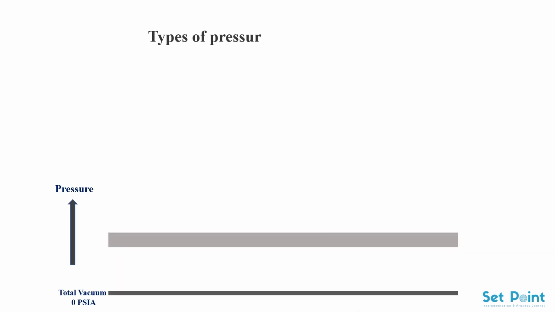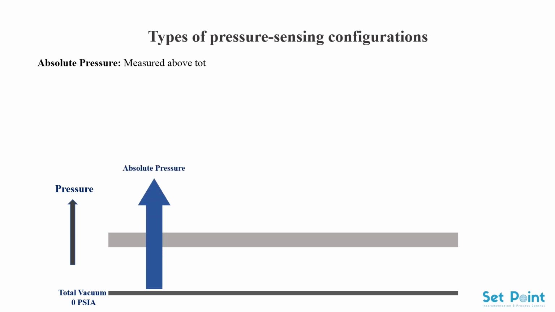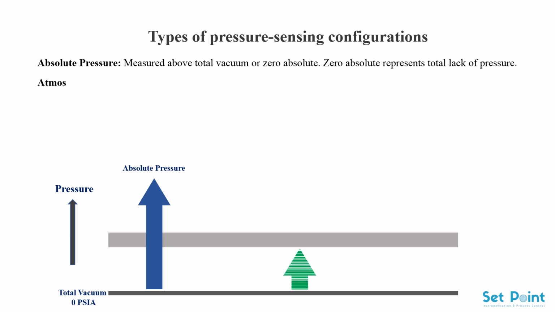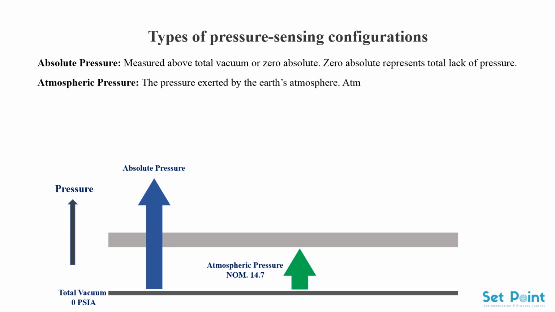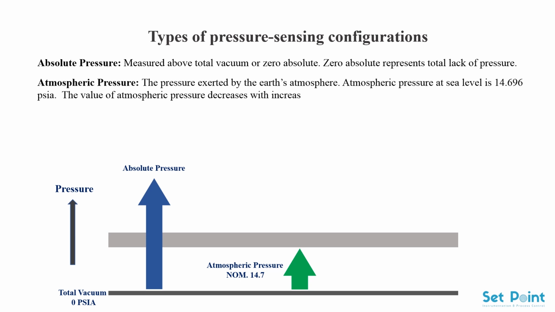Types of pressure sensing configurations. Absolute pressure, measured above total vacuum or zero absolute. Zero absolute represents total lack of pressure. Atmospheric pressure, the pressure exerted by the Earth's atmosphere. Atmospheric pressure at sea level is 14.696 psi. The value of atmospheric pressure decreases with increasing altitude. Barometric pressure, same as atmospheric pressure.